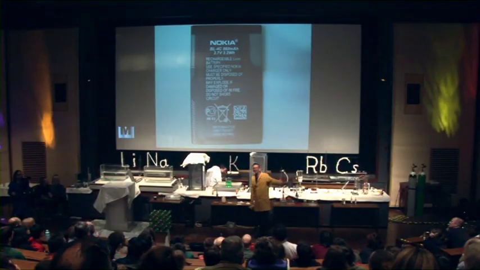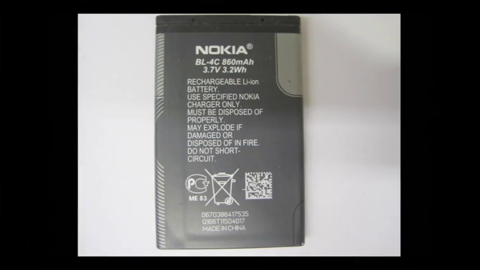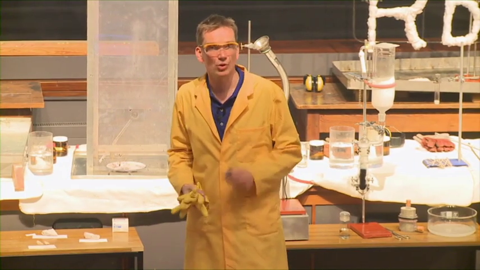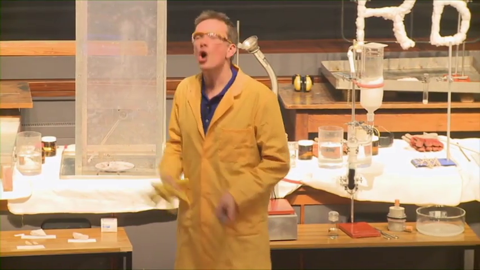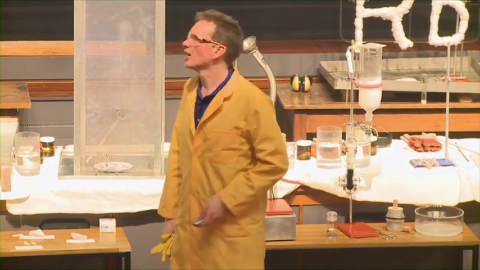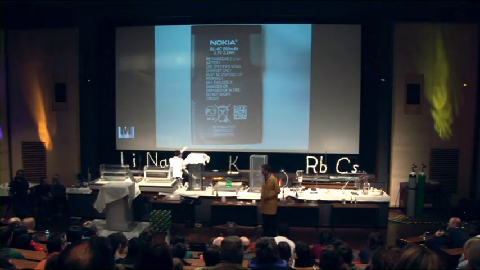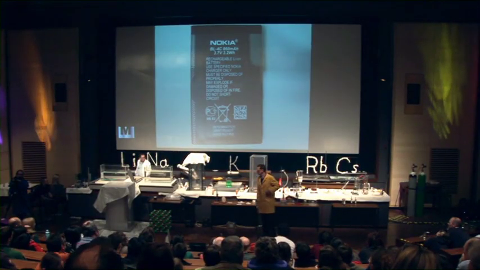So all of your phones that you'll be using, this is a lithium battery from a phone, contains lithium. So very, very important. One of the advantages of lithium, of course, is that it's so light. We could also use some of the other alkali metals, some of the other group 1 metals, such as sodium, in making batteries as well.